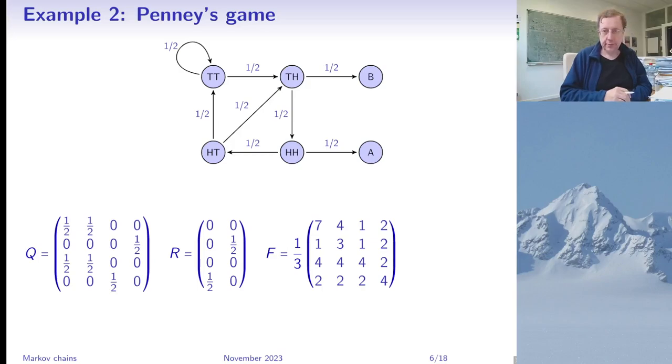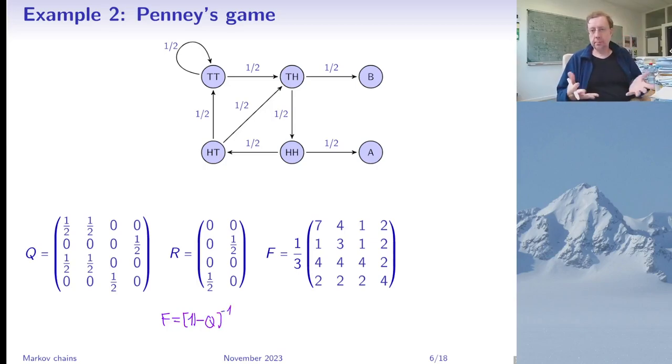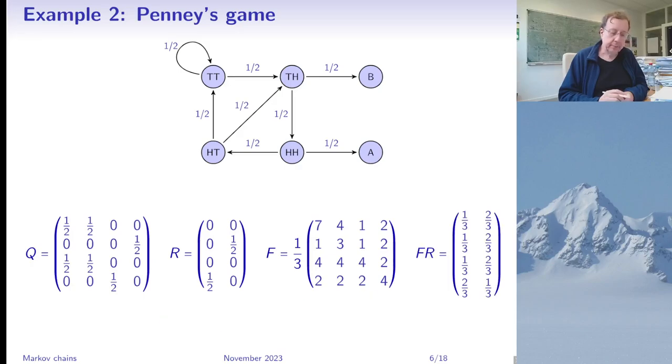Then the matrix F you have to compute. So F, we said, is identity minus Q inverse. So either you use your computer to make the computation, or you use something like Gauss algorithm. And after some time, you find this expression for F. And then I can compute F times R, and I get the following result here. And again, the columns correspond to A wins and B wins, and the rows correspond to the states.